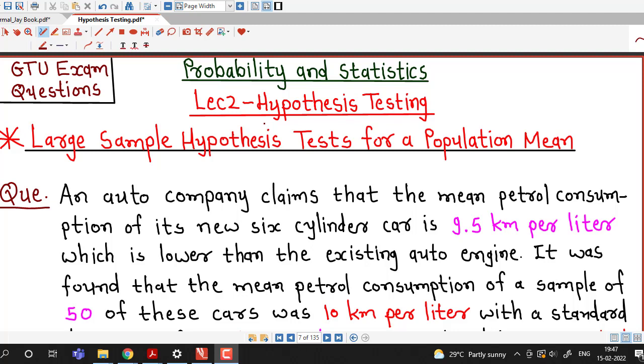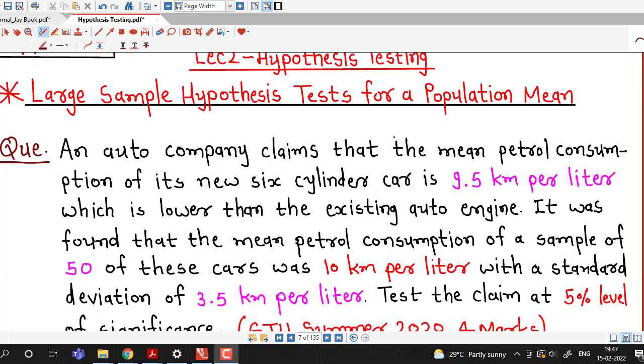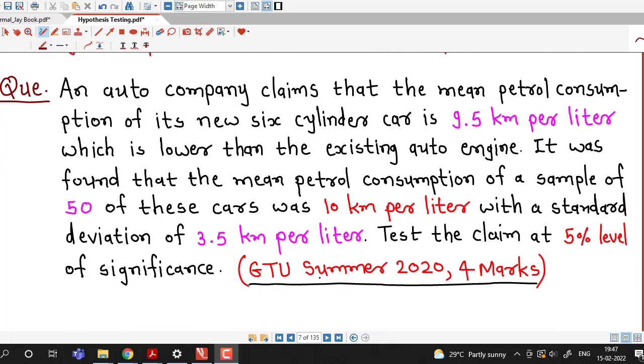In previous lecture we have discussed about hypothesis testing procedure and we have seen how to apply this large sample hypothesis test for a population mean. Today also we will discuss one more question of this type in which we are doing a large sample hypothesis testing for a population mean. This question was asked in GTU summer 2020 exam. So first we understand this question.